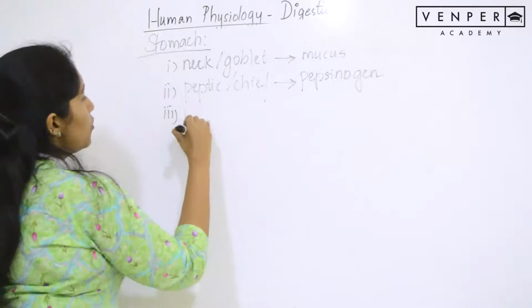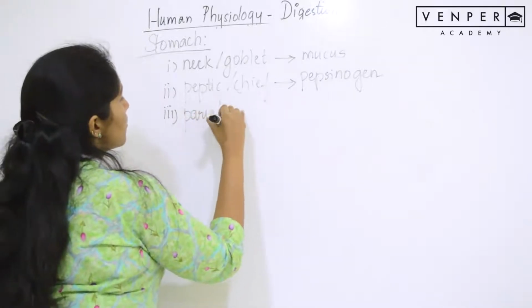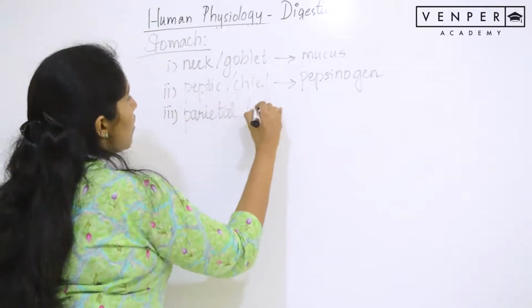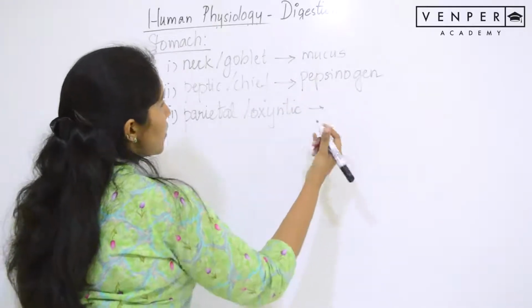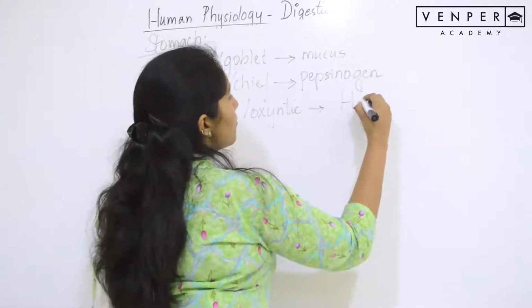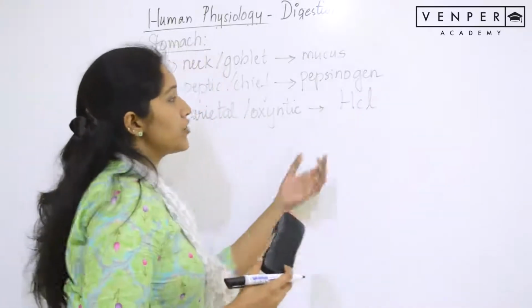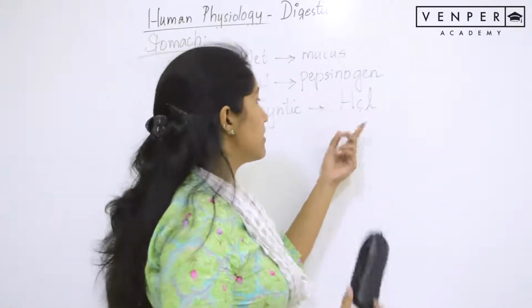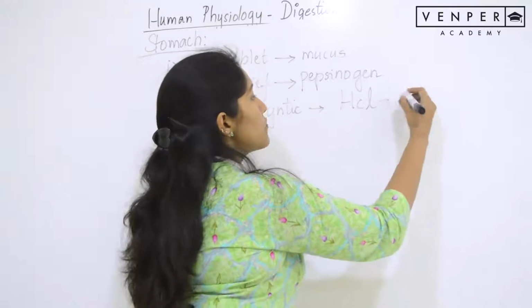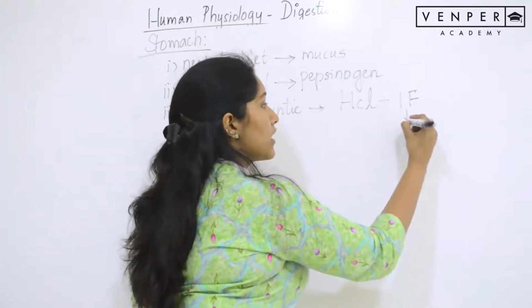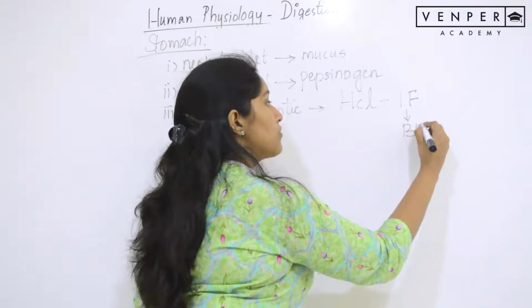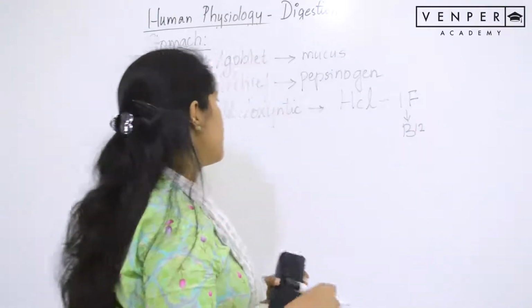And then finally you have the parietal or the oxyntic cells, which help in the secretion of the hydrochloric acid in the stomach, and it also gives rise to something called the intrinsic factor. Intrinsic factor helps in the absorption of vitamin B12 later in digestion.